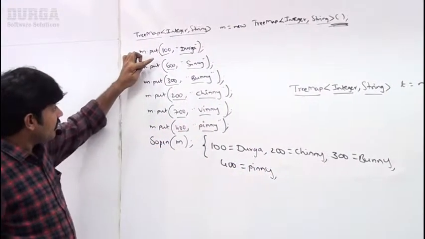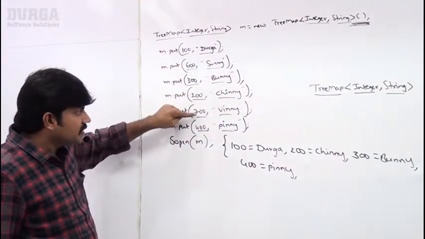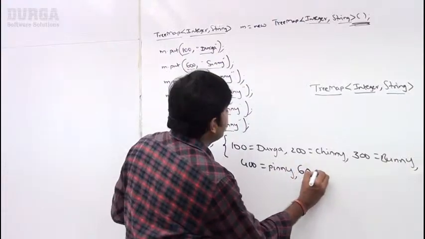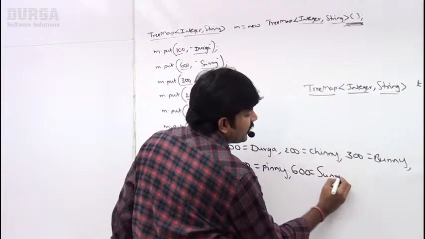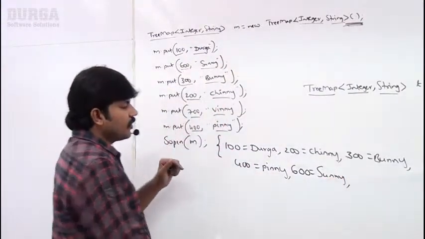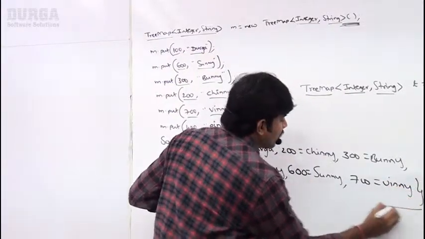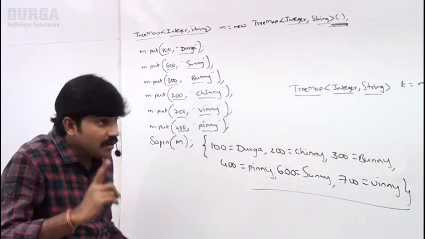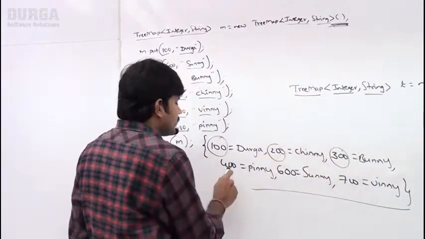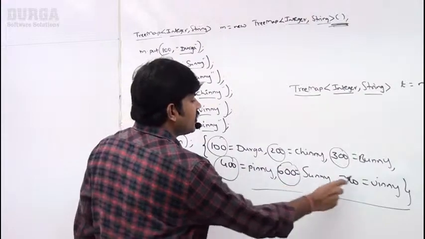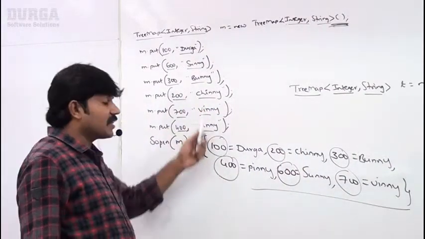Next, sir, have you observed? Is there anywhere 400 completed? 600, 700. 600 is Sunny. Are you getting? Last one, 700 is nothing but Winnie. By default, we are going to get according to ascending order of the keys. Observe that according to ascending order of keys, by default we are going to get. Is it clear for all of you, right?